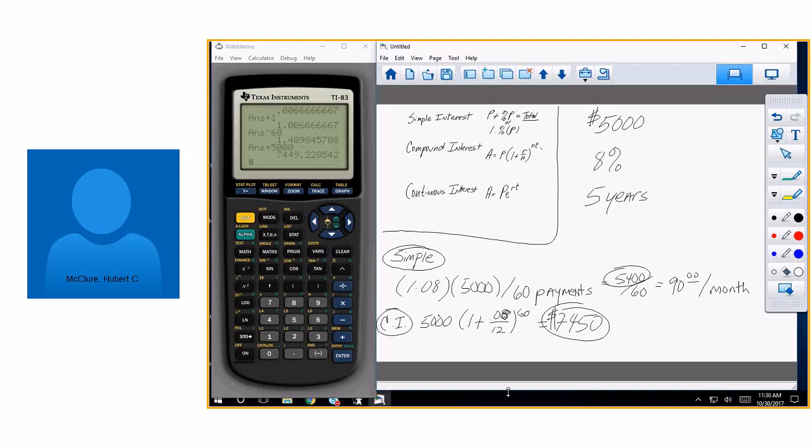And then continuous interest. I'm going to make this a little bit smaller.